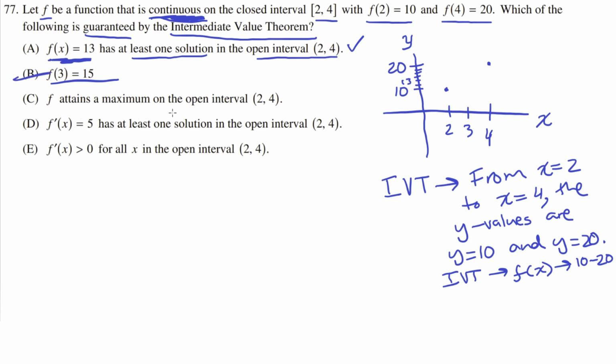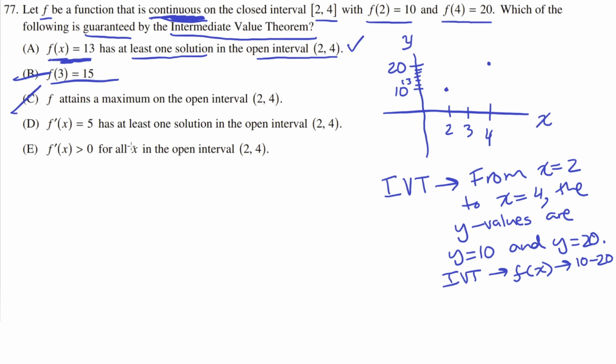C: f attains a maximum on the open interval (2, 4). This is not necessarily true because the graph of f(x) could look something like this, and outside the graph, it could just keep increasing here. The intermediate value theorem doesn't tell us anything about the maximum of the graph of f(x). It only tells us about the y values between the interval where it started and ended. The graph of f(x) could still continue going on, so there doesn't necessarily have to be a maximum in that interval between 2 and 4.